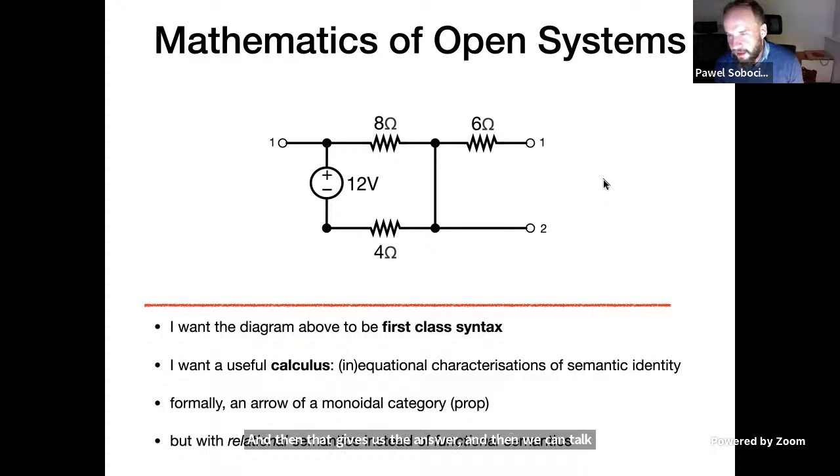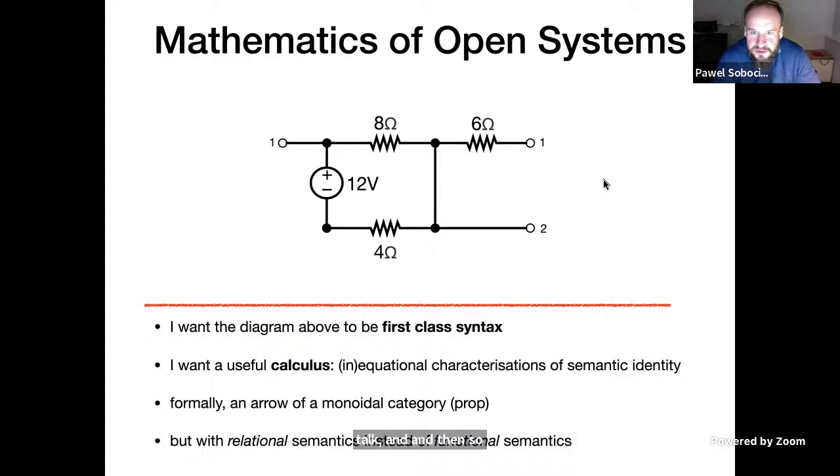I think it ignores a lot of interesting corner cases. So again, coming back to what David said in his talk, I think it hides a lot of the beauty of these kinds of systems. So I want the diagram above to be first-class syntax. So I really want this diagram here to be an arrow in a category, an arrow in a monoidal category, and we'll see exactly this in the second part of the talk.